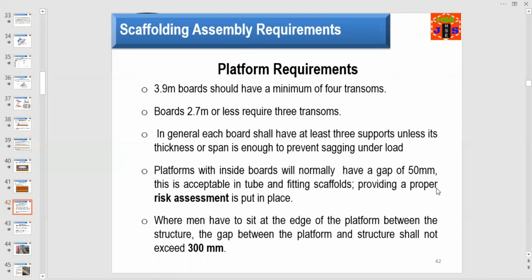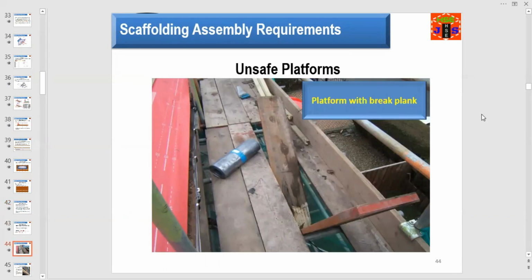This is acceptable in tube and fitting scaffolds, providing a proper risk assessment is put in place, where men have to sit at the edge of the platform between the structure. The gap between the platform and the structure shall not exceed 300 mm. You have to remember these specifications. Have a look. This is an example of unsafe platform.